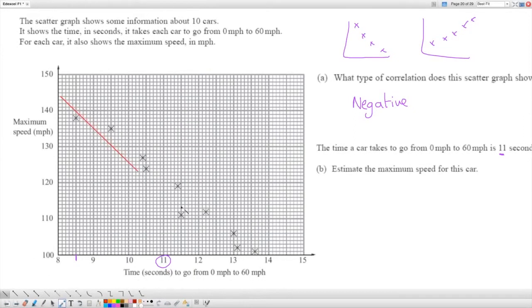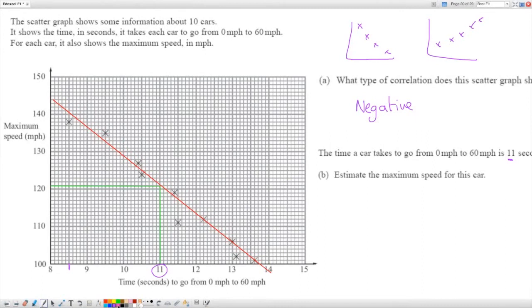So going roughly through the points, we need to have approximately the same number of points below the line as above the line. Maybe just moving it slightly that way. Here, we've got 1, 2, 3 below, 4 below, and 1, 2, 3 above, and a few points on the line. So now taking your ruler again, you need to go from your 11 on your x-axis all the way up to your line of best fit, and then across here to your y-axis to read off the maximum speed.